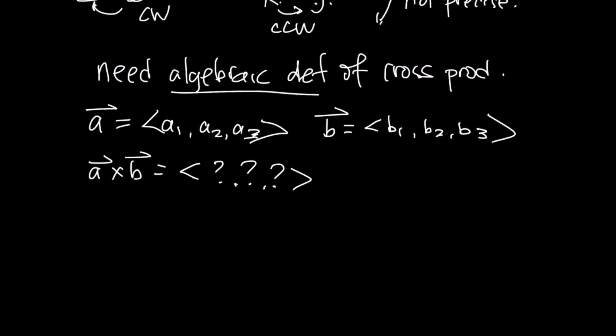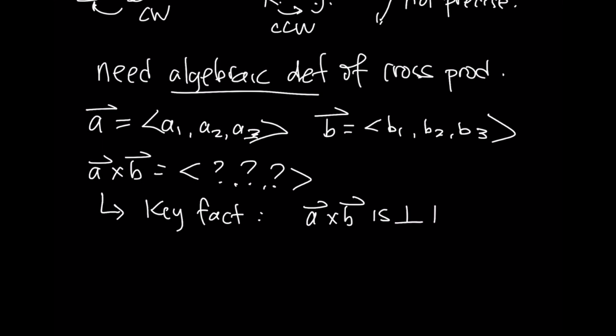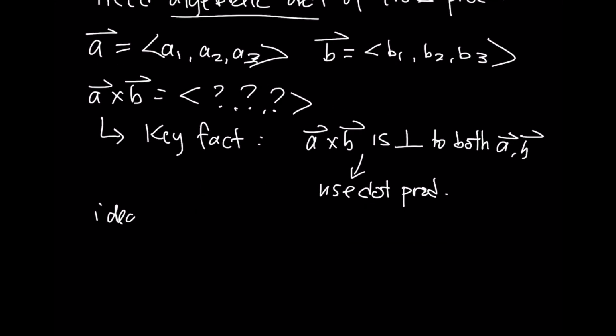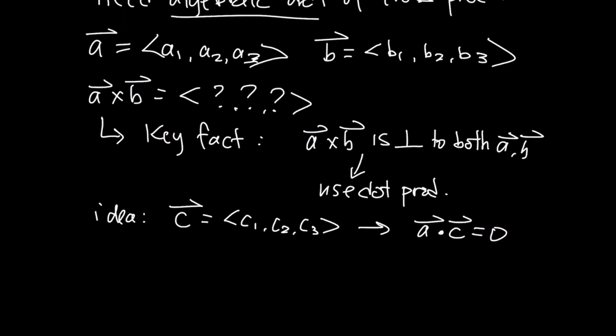The key fact to coming up with this is that the vector A cross B is perpendicular to both A and B. And when vectors are perpendicular, that means we have to use the dot product. Let's say there's some third vector with these components, and I don't know what those components are. It's perpendicular to a vector A, and it's perpendicular to some vector B. And we want both of these things to be true.